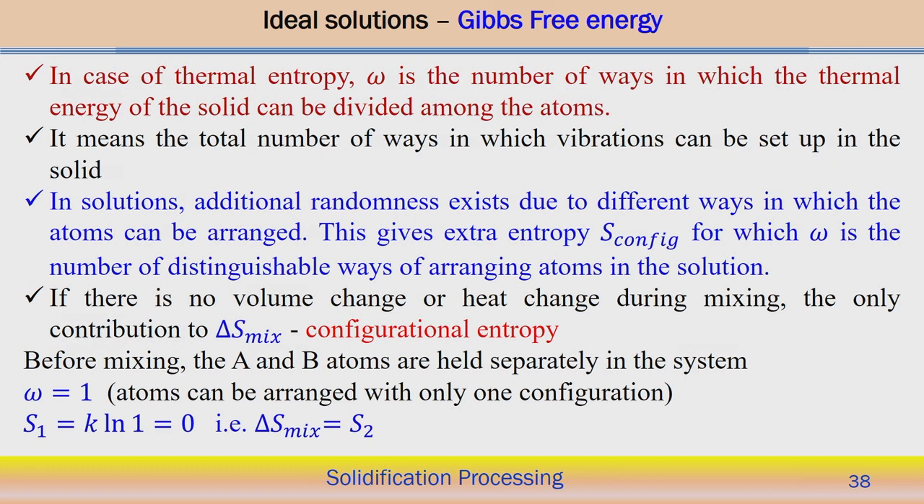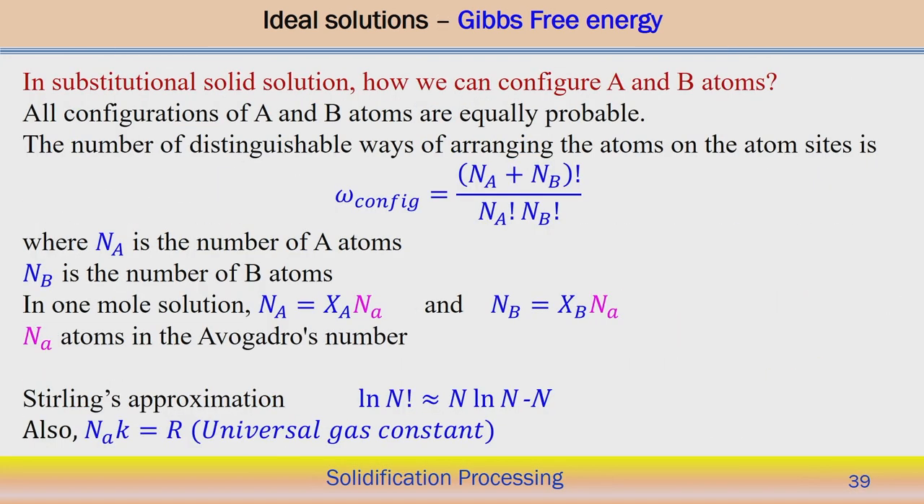Once omega equals 1, S 1 equals k into ln omega. Here omega equals 1, so that is equal to 0. That means delta S mix is S 2 minus S 1, but S 1 equals 0 here. So, delta S mix is equivalent to only the configurational entropy in phase 2, that means after mixing. Now, if we consider this mixing in a substitutional solid solution, then what are the different ways A and B atoms can be configured?